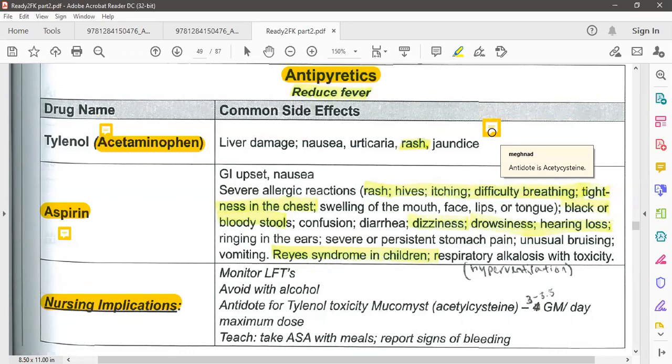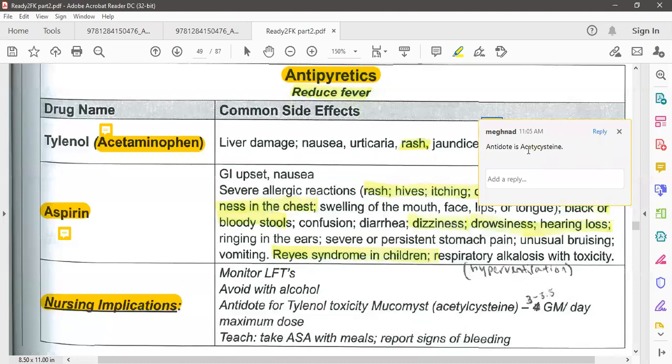So we do not give acetaminophen to the patient whose kidney does not work or liver does not work. So in case of liver failure or renal failure, they are not a good ideal candidate for acetaminophen. If the patient overdoses on acetaminophen, we could use the antidote. And the antidote is called acetylcysteine.